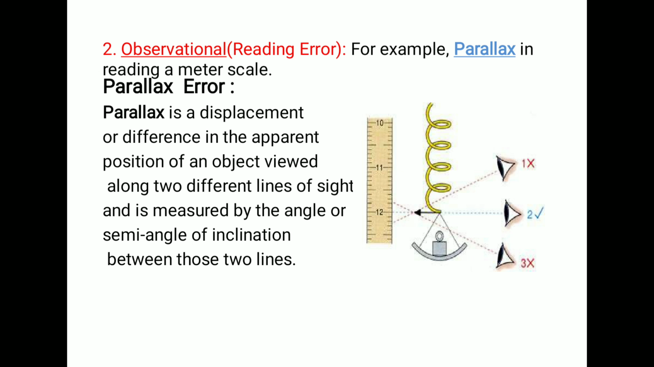See here I have given one example. We are observing a meter scale. We are going to find out some dimension, but if the position of the observer's eye is at position 2, please see the figure, then it is correct. But if the position of the observer is at position 1 or position 3, then we are getting the wrong reading. So this type of error is called observational error or parallax error.